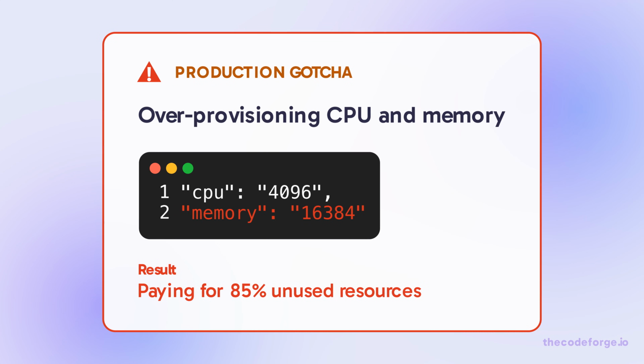Over-provisioning CPU and memory is the biggest cost mistake. CloudWatch shows 15% CPU utilization, but you're paying for 4 vCPU and 16 GB. Right-size tasks to 1.3x actual P95 utilization to save 30–50%.